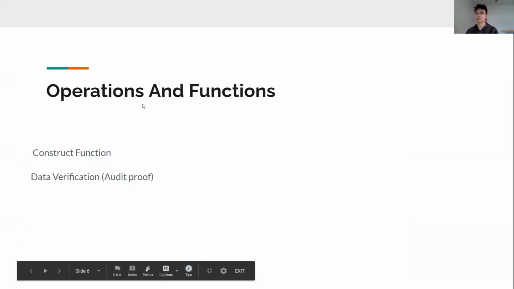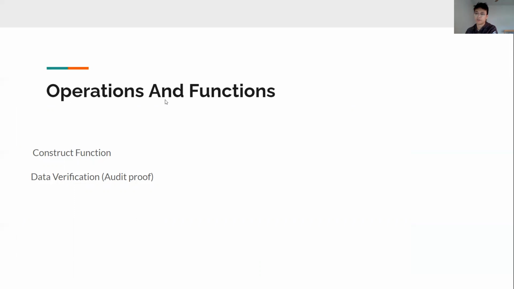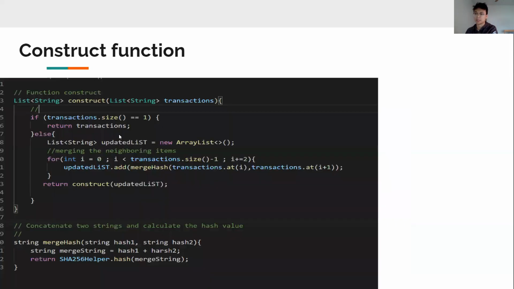On the next slide, I'm going to talk about some operations and functions of the Merkle tree. The first one is the construct function. From this picture, I'm going to show you the pseudocode of the implementation of the construct function. From this picture, we can see that this function is recursive because it calls itself at the bottom of the function body.